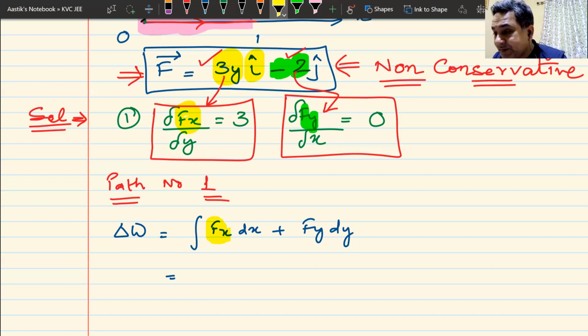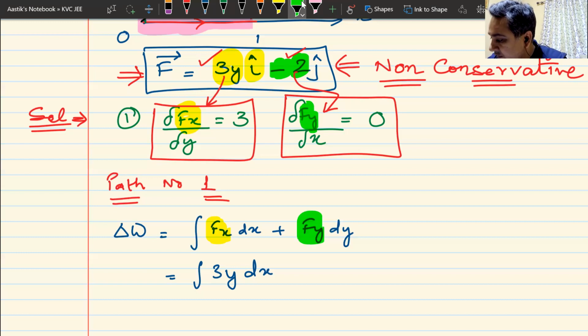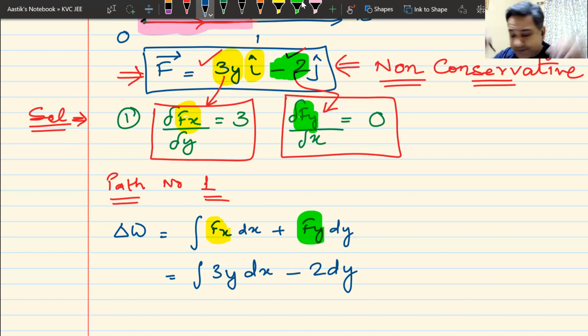So how much is Fx? As you can see, Fx is 3y. So it has to be the integral of 3y into dx, right? What is Fy? See, Fy. Believe your eyes. What you see is Fy. What is Fy? Minus 2. Yeah, that is correct. Minus 2 into dy. Do we all understand this?